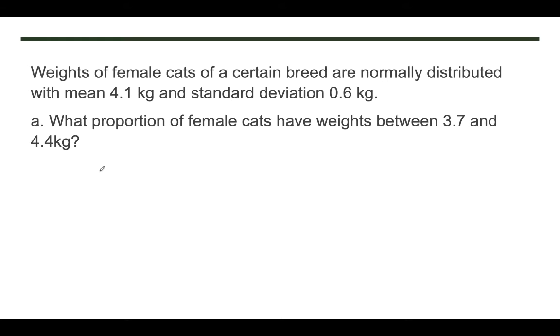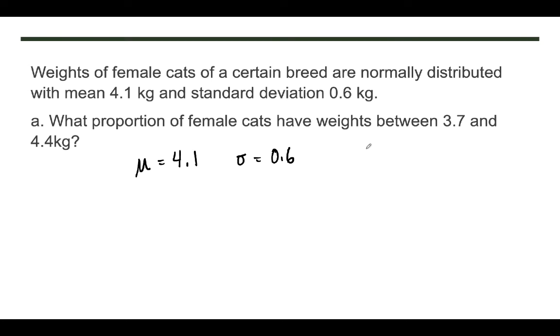All right, here we go. Here's a kind of problem you might see on your homework or on an exam in the future. We have the weights of female cats of a certain breed, and they're normally distributed, with a mean of 4.1 kilograms and a standard deviation of 0.6 kilograms. So we take down that information right away: a mean of 4.1 and a standard deviation of 0.6.